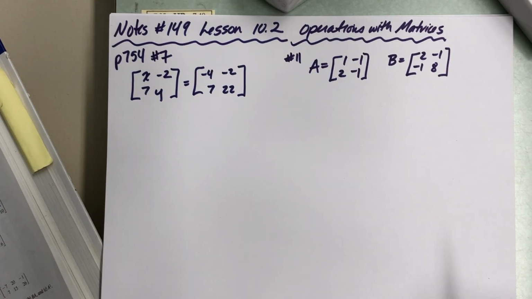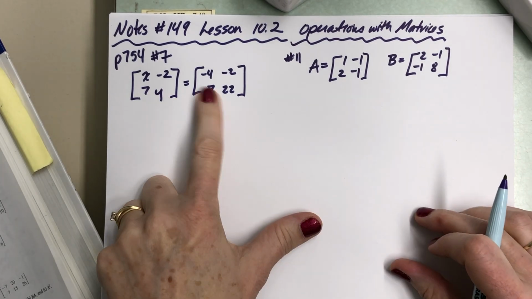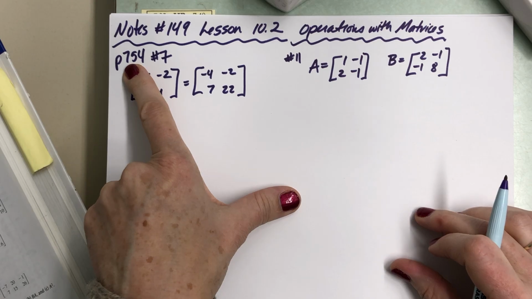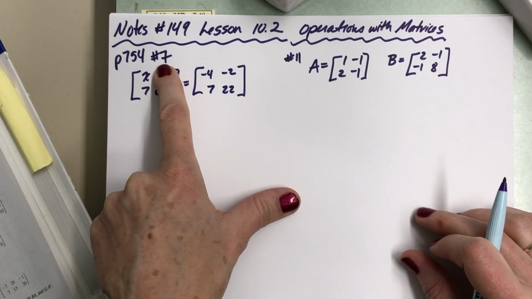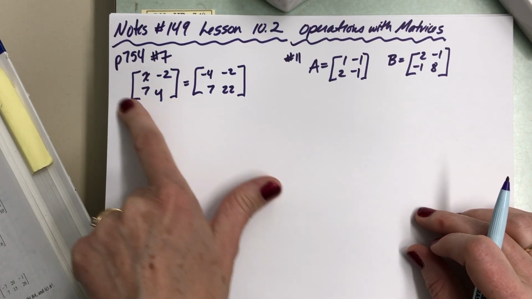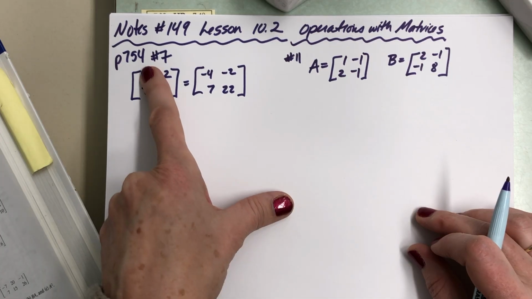Welcome to lesson 10.2, operations with matrices. So today we're going to add and subtract and do some scalar multiplication. So let's recap. You've got two matrices here. I'm on page 754, number 7 in your textbook. If you look in your book, Ron is asking you to determine what x and y are.